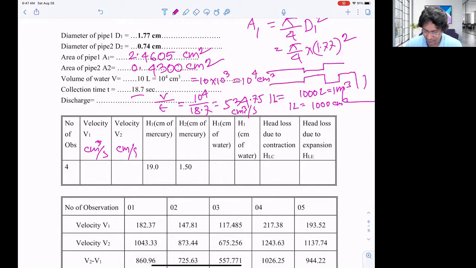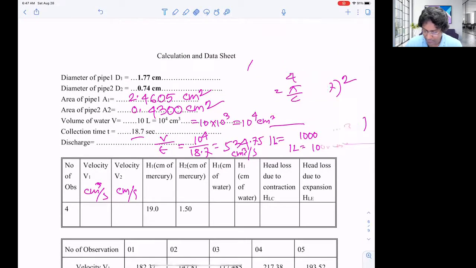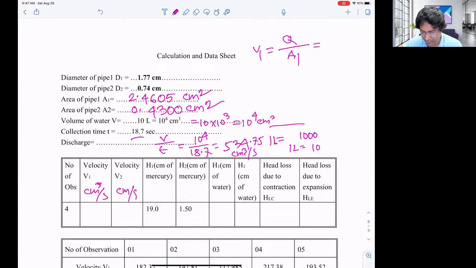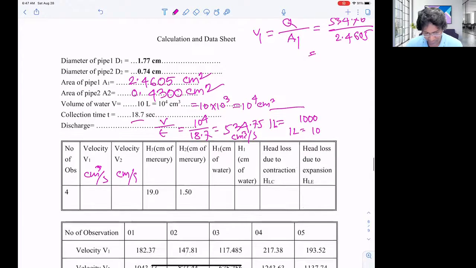So let's see, now we know the Q, we know the cross-sectional area, so we can calculate the velocity. So V1 will be Q divided by A1. The Q, we know it is 534.76, divided by 2.4605, and it will give you that value, 217.34.